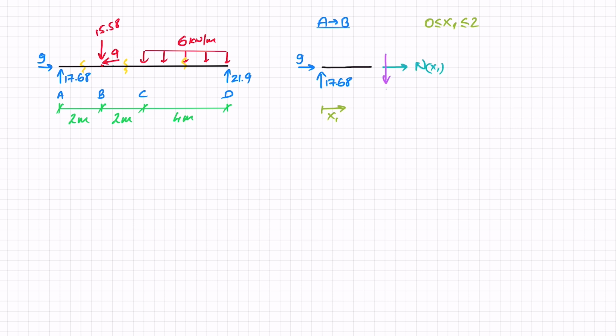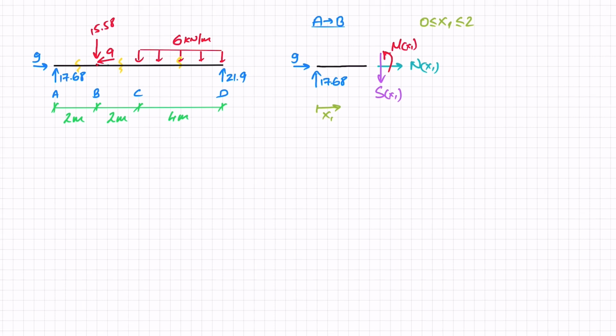NX1, SX1, and MX1. Let's start off by doing the sum of forces in x equals 0. That'll help me find the internal axial load. So in this case, I've got NX1 in the positive direction plus 9 equals 0, and that gives me NX1 equals minus 9 kilonewton, meaning that the axial force here is in compression.